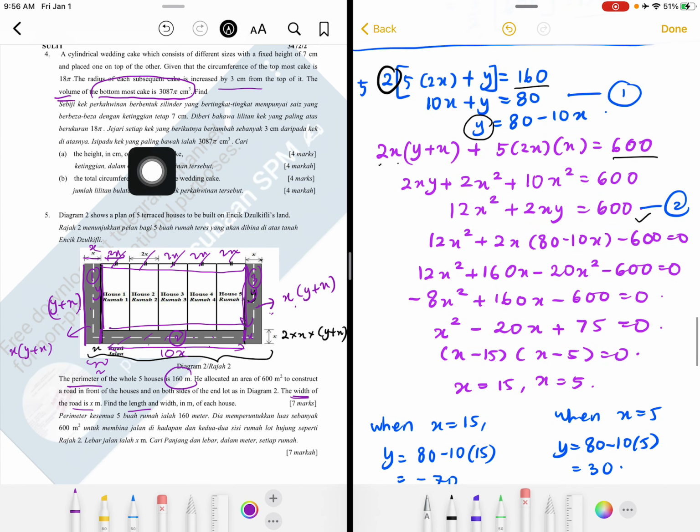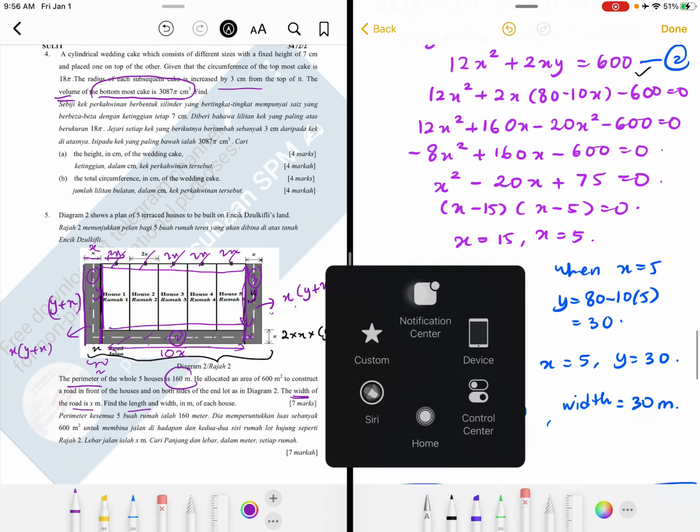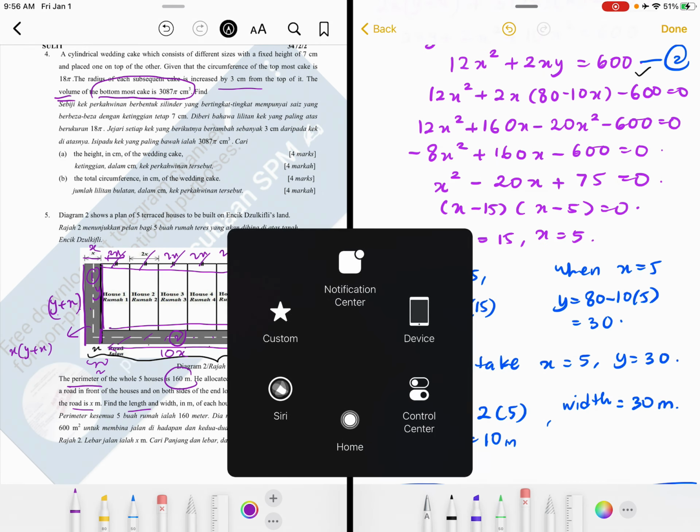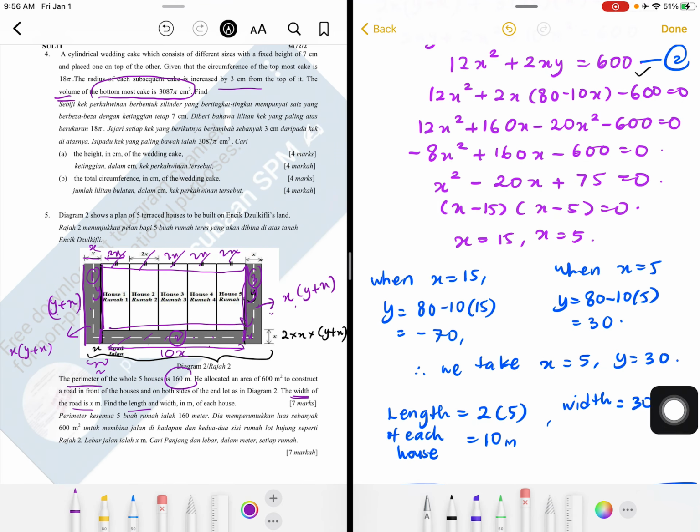Okay, then after that, because the first thing that you do is that take y as a subject, and what you do is masukkan dalam formula ini, selesaikan, dan kamu akan simplify, kamu akan dapat X kuasa 2 tolak 20X tambah 75. Okay. So yang ini just use your calculator and then you'll get the answer. Okay, I got two value. Satu I dapat X sama dengan 15, satu I dapat X sama dengan 5.